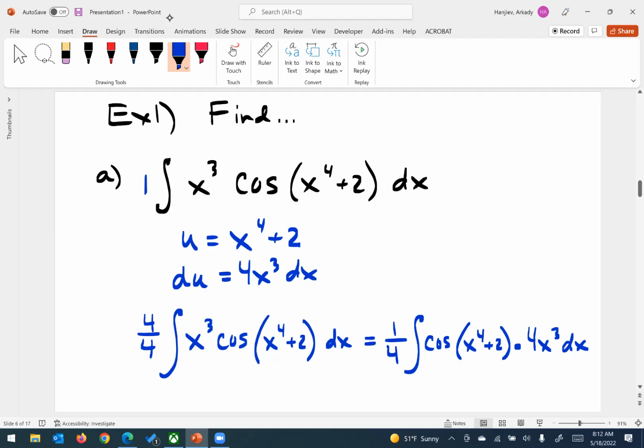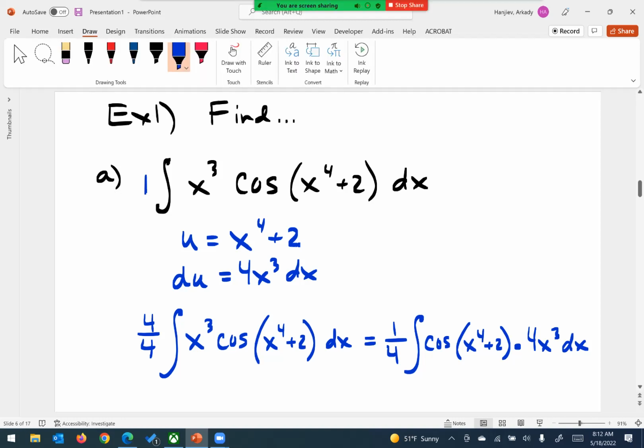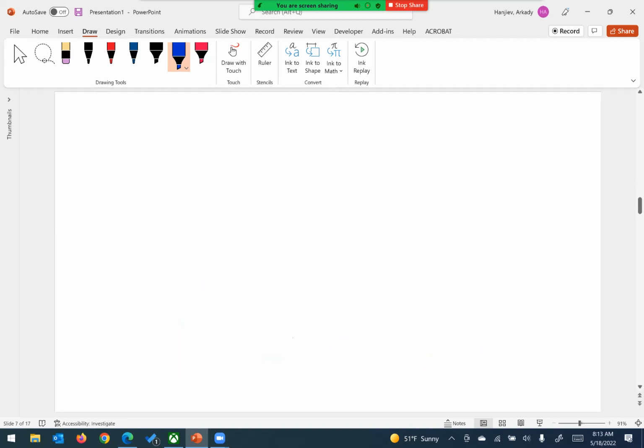All right, and I'm going with it here. Whoopsie. This is not cool. Got this. So I think the substitution is 1/4 antiderivative cosine of u du. Everybody agreed there? Sweet.